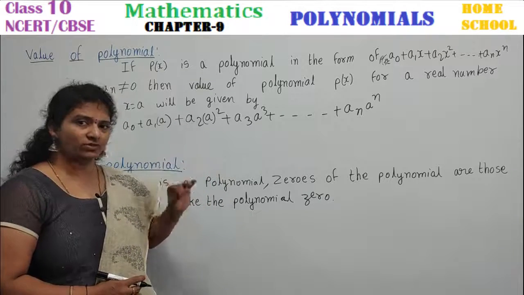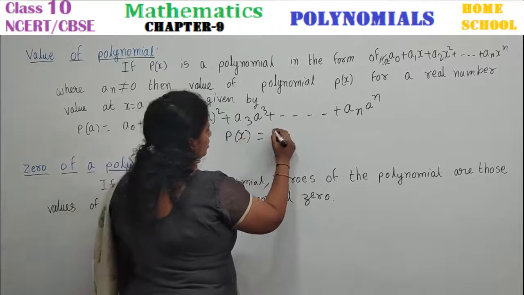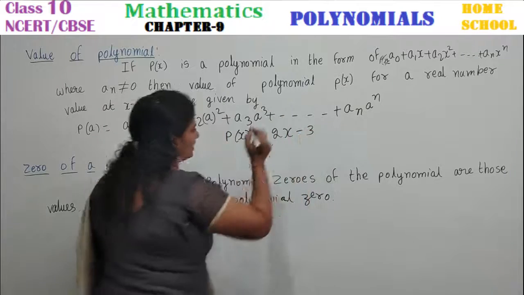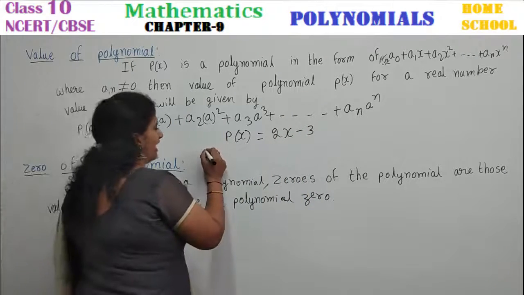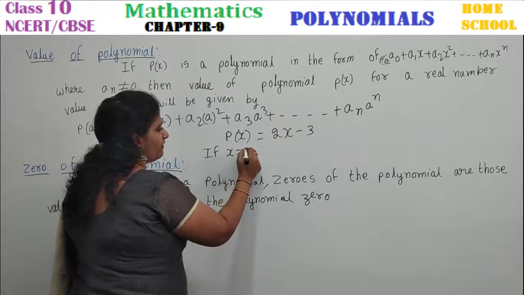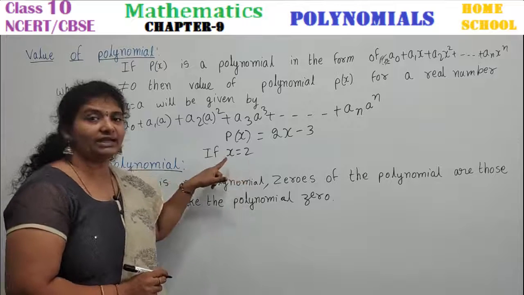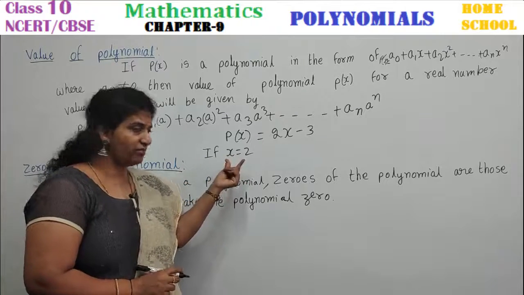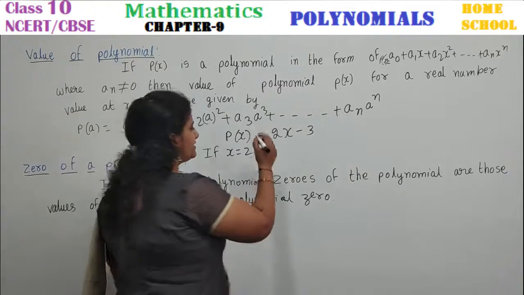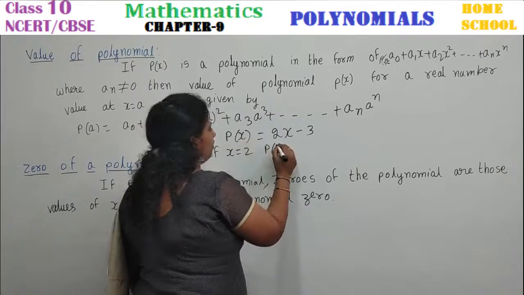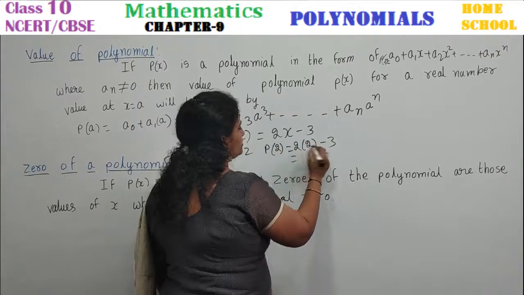Let us see this with one example. If a polynomial p of x is equal to 2x minus 3, find the value of the polynomial if x is equal to 2. I am giving the condition, which means in the x place you need to substitute the value 2. Let us substitute wherever you have x. Substitute 2, children. 2 2s are 4.